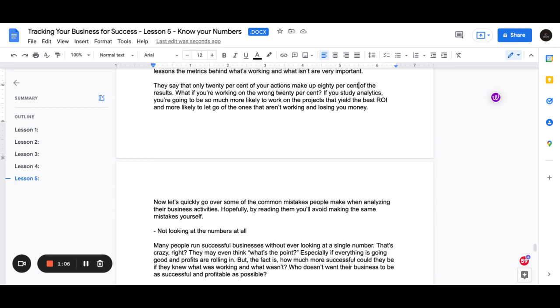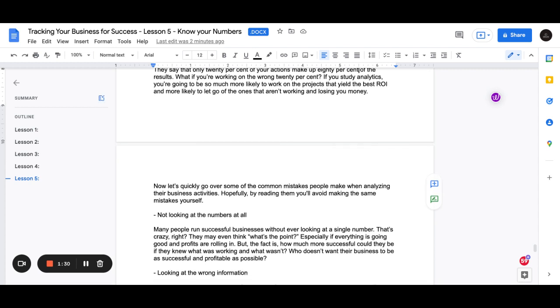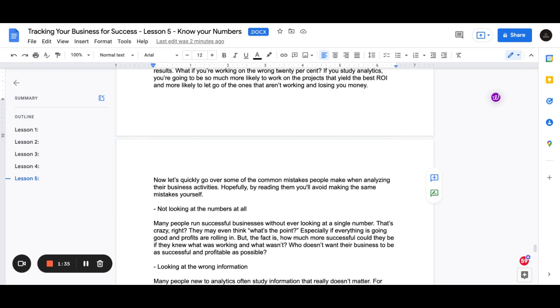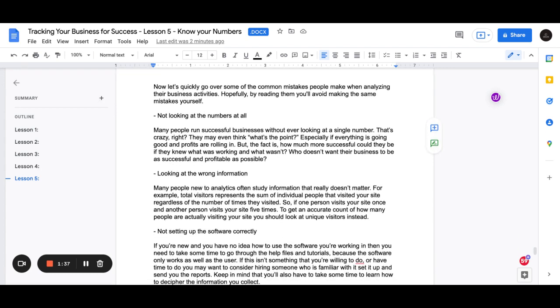As I've mentioned before, the metrics behind the business are really important to understand and know what's working. There is a stat that 20% of the actions make up 80% of the results. So we really want to understand what is working. The best way to do that is to study the analytics so that we know what projects are giving us the best ROI, that we are ultimately working on sales and cash generating activities every day, and that we are halting, reviewing or archiving anything that's losing you money.